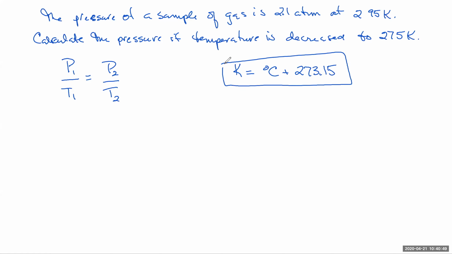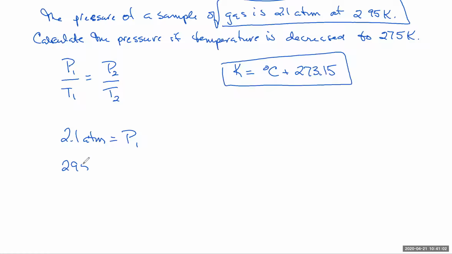Okay, so now going through this problem, what's given to us? We have a gas at 2.1 atmospheres. I'm going to call that P1, my original pressure. And we know it's at 295 Kelvin. I'm going to call that my original temperature. Now it's saying calculate the new pressure. So what is P2 if T2 goes to 275 Kelvin?